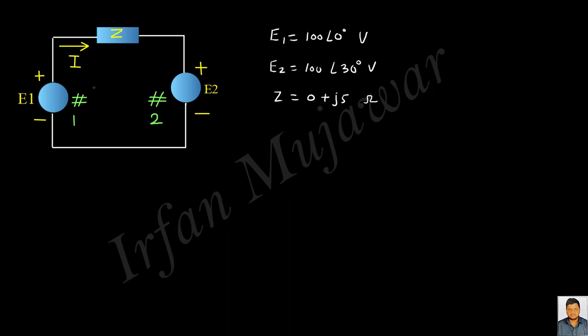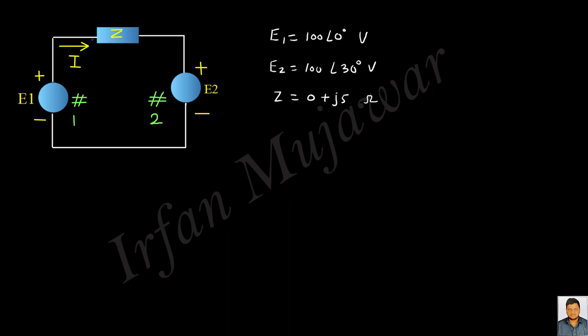Now we need to calculate the active and reactive power, and we need to determine whether they are absorbing or delivering the active and reactive power. And second, we need to calculate the active and reactive power absorbed by the impedance. Impedance will always absorb active and reactive power if it is inductive. So it will absorb the reactive power. If it is a capacitor, then it can supply the reactive power.